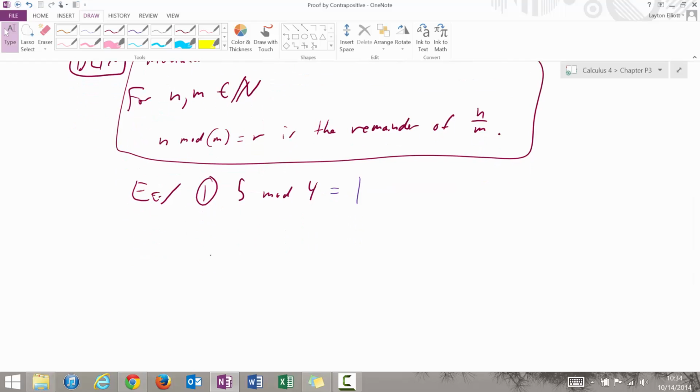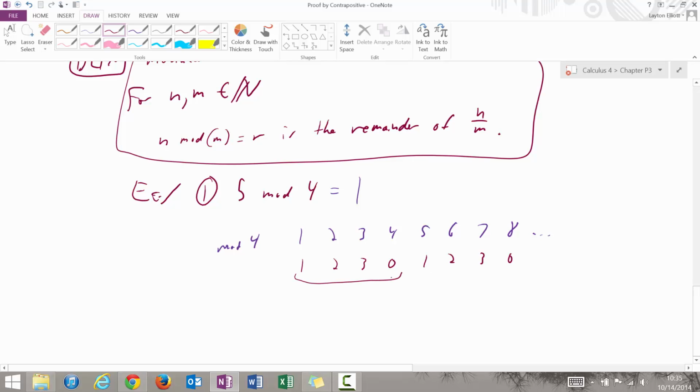So if I'm looking at mod 4 world, then my numbers 1, 2, 3, 4, 5, 6, 7, 8, they get transposed into just a cycle of 4. 0, 1, 2, 3, and then we kind of head back to 0, 1, 2, 3, 0, 1, and it just keeps going. Basically, we only have 4 numbers, 1, 2, 3, and 0. And that's mod 4. You guys have seen this before with the powers of i.